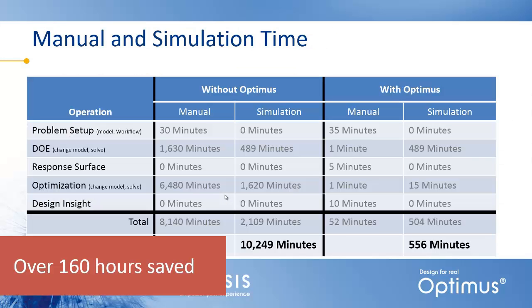So what's the impact of all of this? If someone was to perform this optimization in a traditional sense, we've estimated that it would take about 10,000 minutes. Frankly, it would be impractical to perform. But with Optimus, this entire process could be done in a little less than 10 hours.